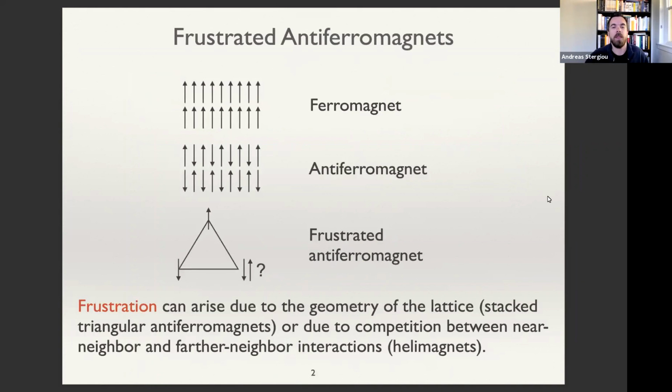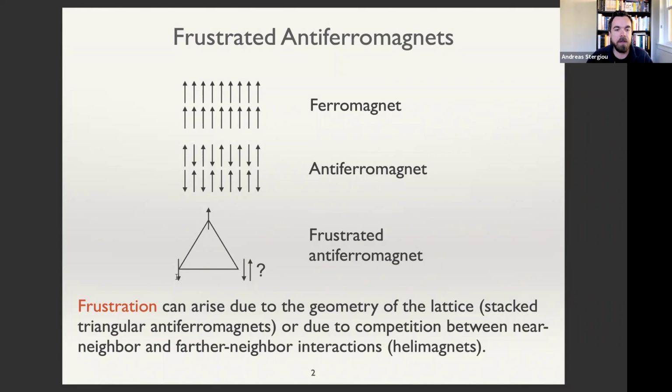So let's start with the case of frustrated antiferromagnets. So let me spend some time discussing this. Perhaps not all of you are experts on what frustrated magnetism is. So we all know what a ferromagnet is, where the spins align this way, what an antiferromagnet is. There's a case of frustration where the spins try to align antiferromagnetically, but the underlying geometry of the lattice or the effects of next to nearest neighbor interactions are such that that's not possible.